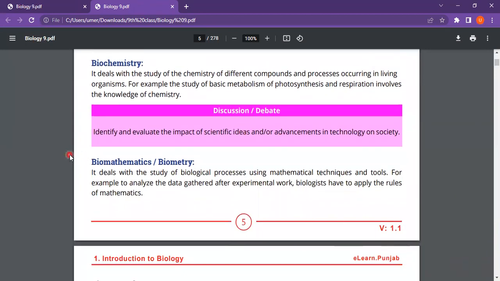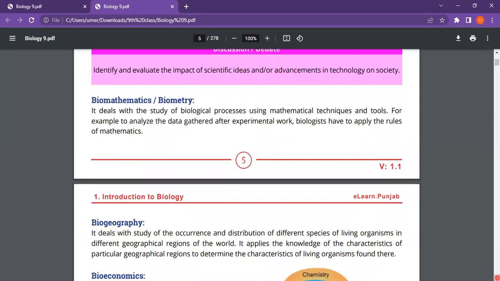Mathematics. Biometry. It deals with the study of biological processes using mathematical techniques and tools, for example, to analyze the data gathered after experimental work. Biologists have to apply the rules of mathematics.